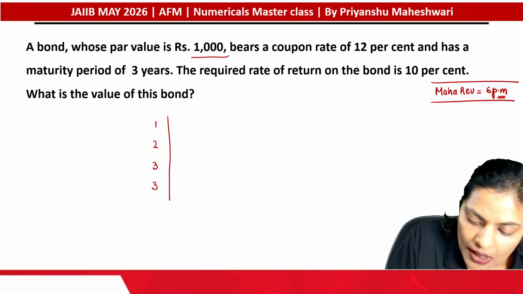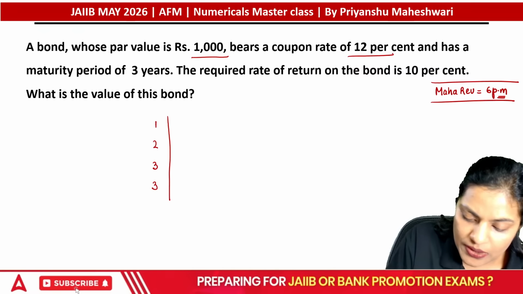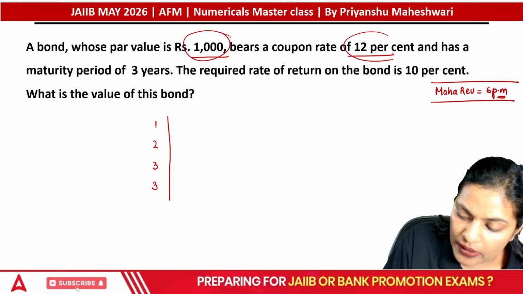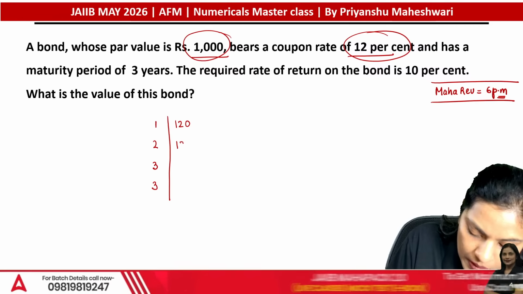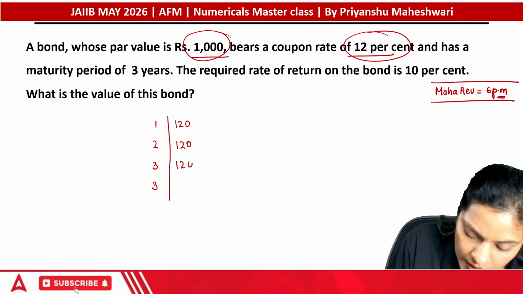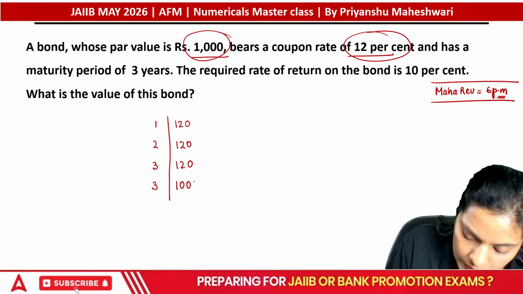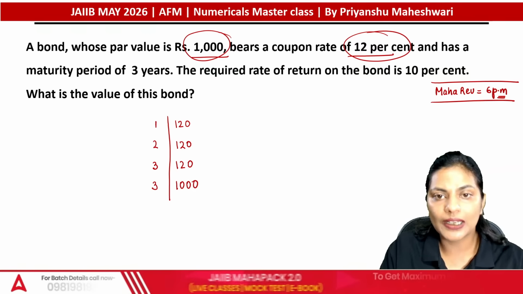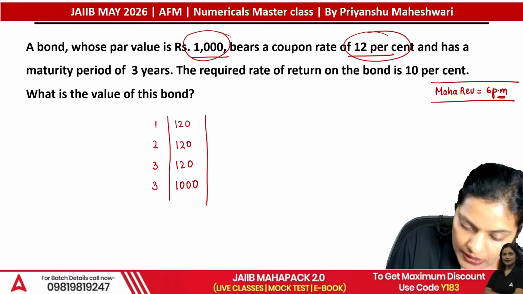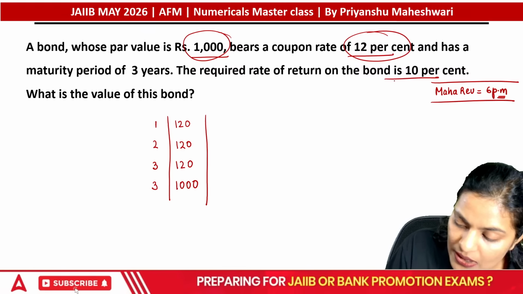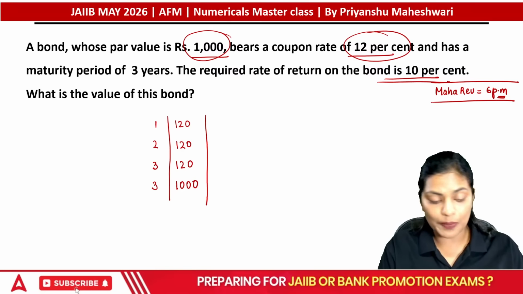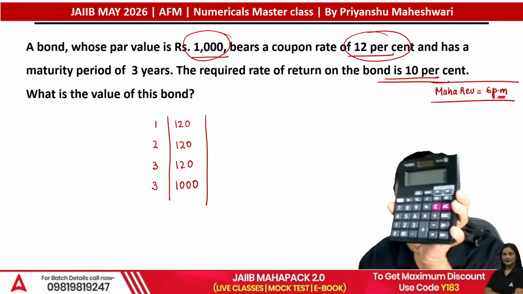Now, 1,000 rupees is the face value, 12% is the coupon rate. Correct? So, what would be the rate of interest? 120, 120, 120 and 1,000 at the maturity period. Correct? Now, what we have to do? We have to do the discounting. What is the discount rate? Required rate of return is 10%. Now, how do we solve it? Just see over here.